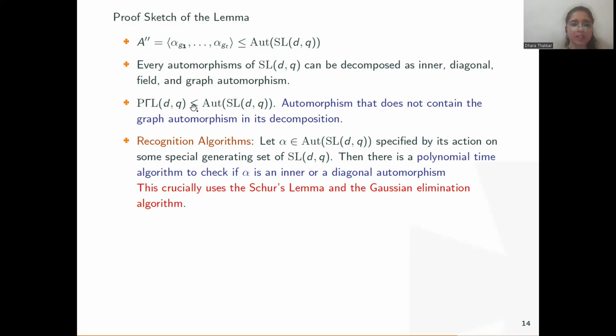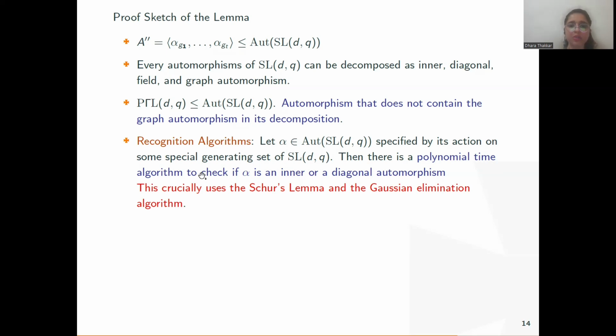And there we need a recognition algorithm. So here, what this algorithm does, we are given an automorphism of SL(d,q). It is specified on some special generating set of SL(d,q), and the property of that special generating set has been crucially used to design this algorithm. Once we have this setup, there is a polynomial time algorithm to check if alpha is an inner automorphism or a diagonal automorphism.